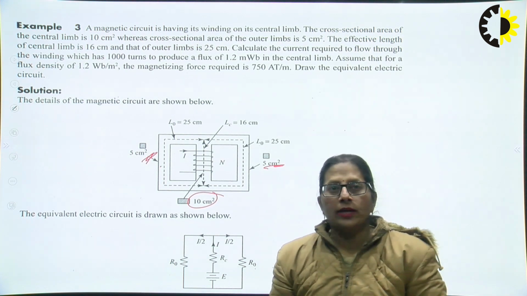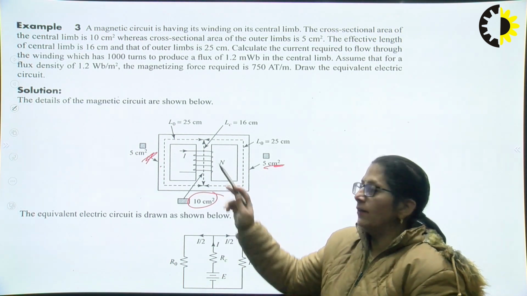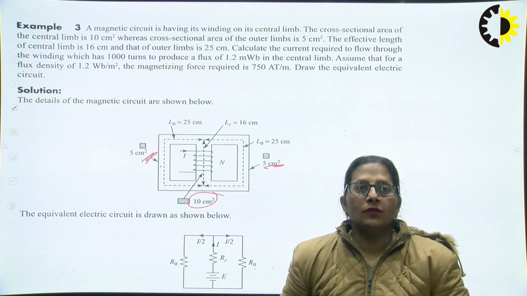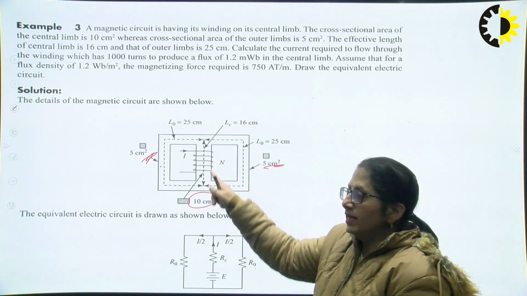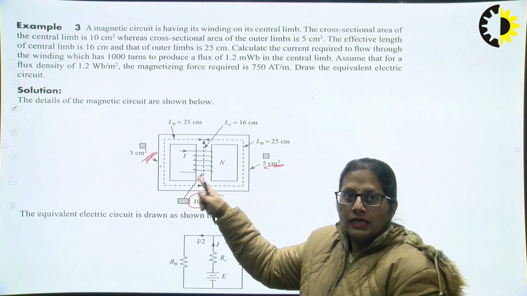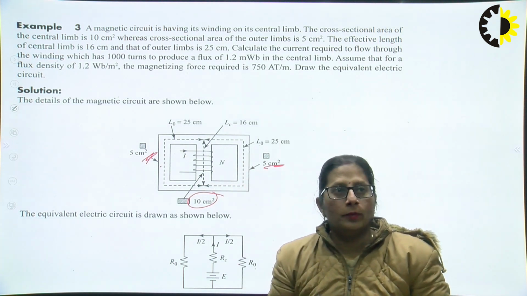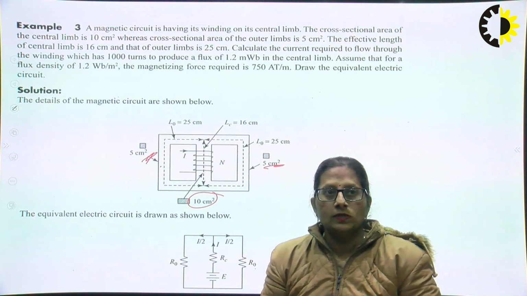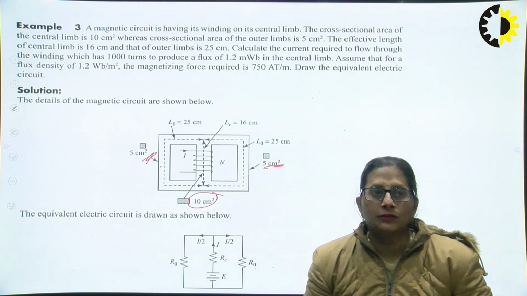Calculate the current required to flow through the winding, which has 1000 turns, to produce a flux of 1.2 milliweber in the central limb. That means the total flux is going to be 1.2 milliweber. Assume that for a flux density of 1.2 Weber per meter square, the magnetizing force is 750 ampere turn per meter. So draw the equivalent electrical circuit.